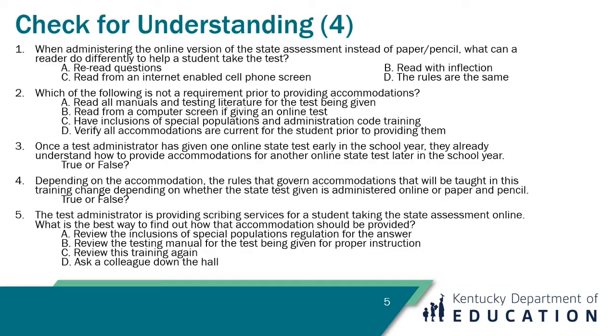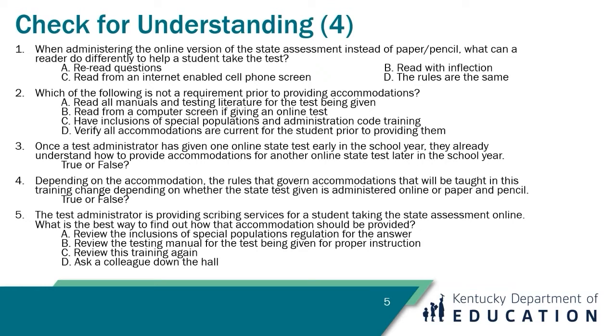Now we have check for understanding number 4. When administering the online version of the state assessment instead of paper pencil, what can a reader do differently to help a student take the test? A. Reread questions. B. Read with inflection. C. Read from the internet-enabled cell phone screen. D. The rules are the same. The answer is D. As discussed previously, what an accommodation is allowed to do and not do remains the same whether a test is given online or via paper and pencil.